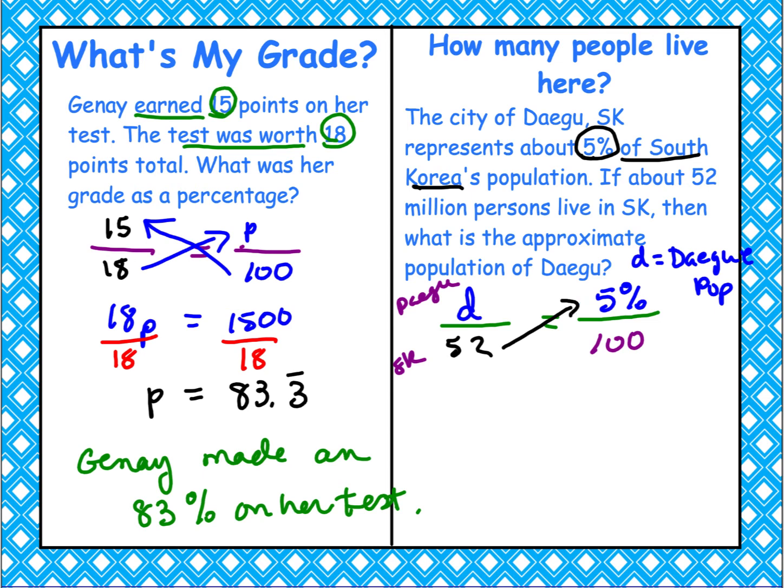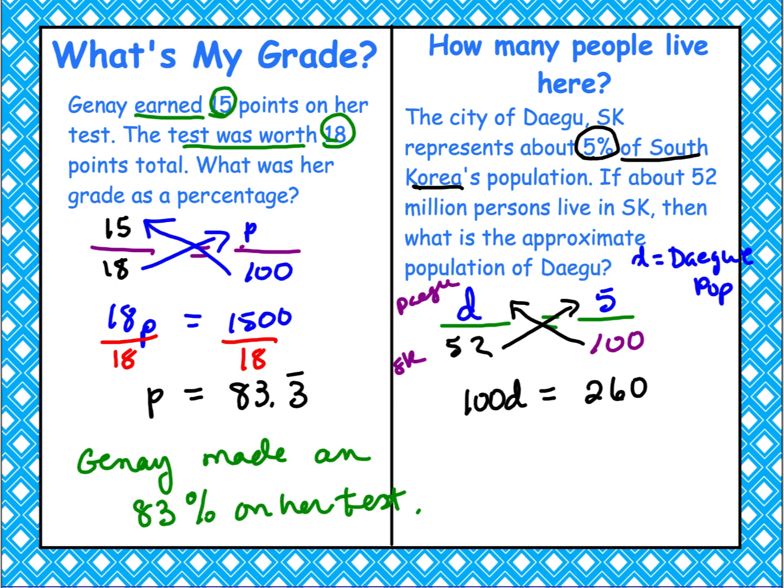Now I actually don't need this percent symbol here, and I don't want to use it. I want to use it as the number 5. So don't include the percent when you're given it in a proportion. And we have 100 times D. So that means I have 100 times D, 52 times 5, 260. So now I'm ready to solve.